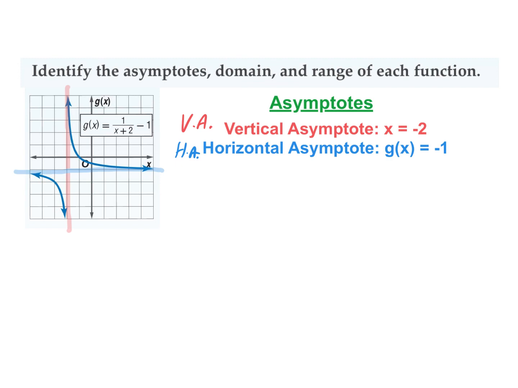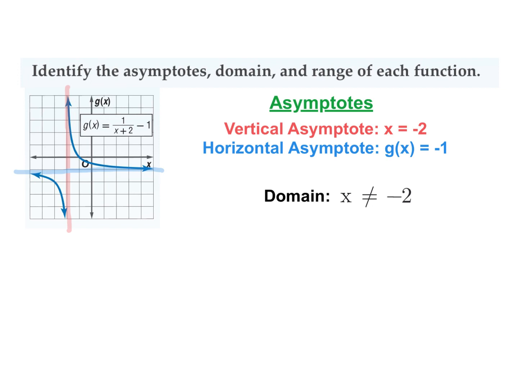Now we've got to find the domain and the range. Remember that the domain is very much related to which one, the vertical or the horizontal? The vertical, right? The one that has x in it. So what this is saying is that the graph can't touch this. The function can be any value but this. So my domain is just going to be x not equal to negative 2.